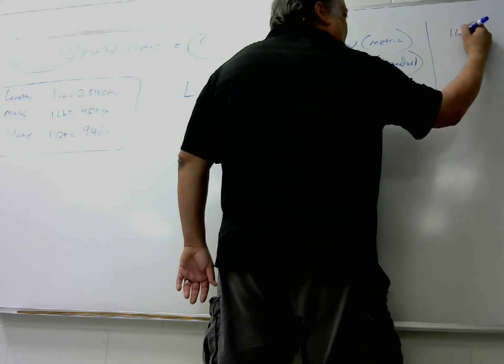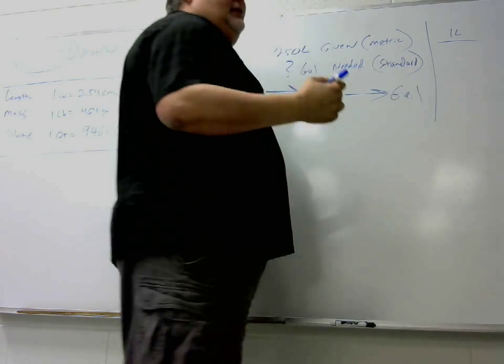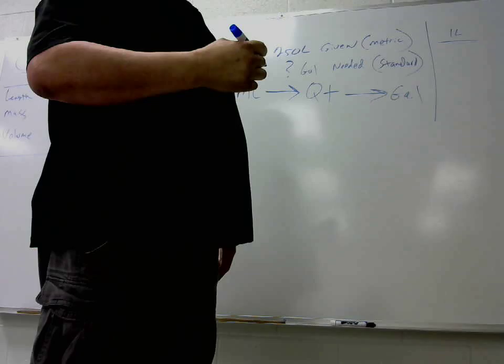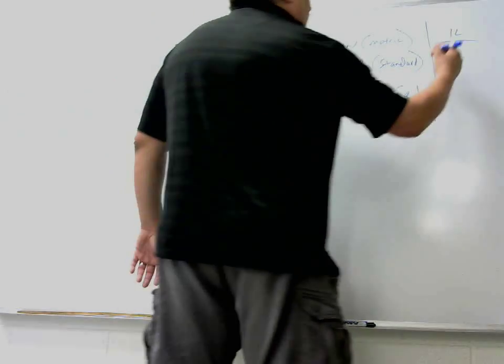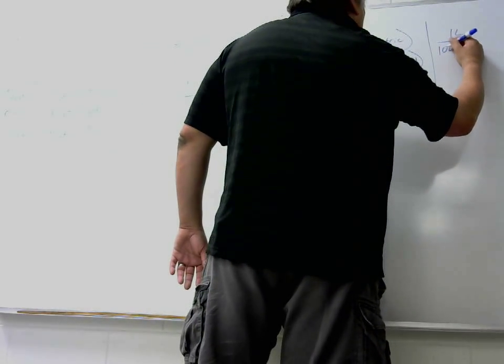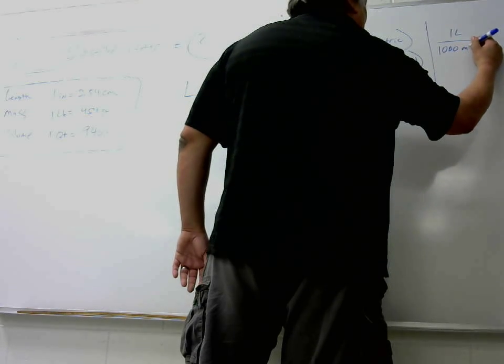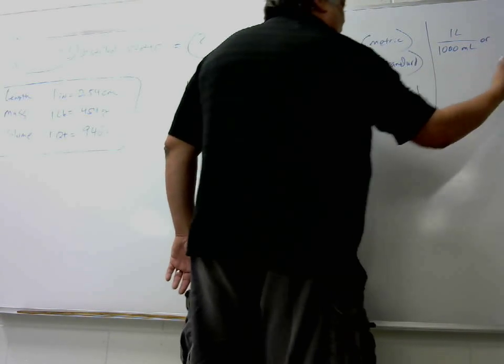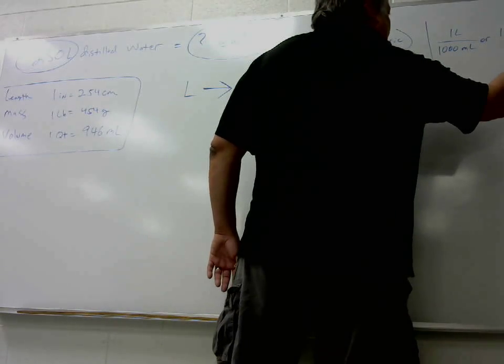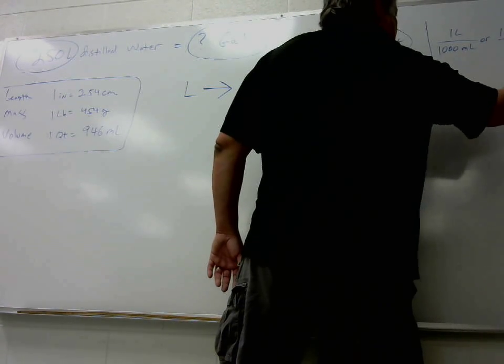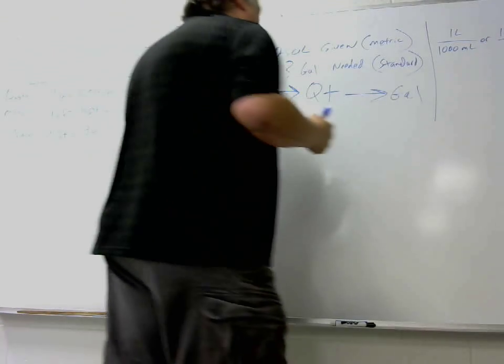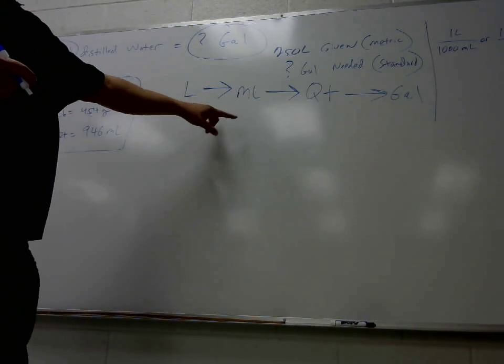So 1 liter is equal to how many milliliters? Isn't it like 100? I'm sorry? 100? 1,000. 1,000. Yeah. I knew it was one of those. Well, that'll get you on the test because you'll be off by a factor of 10. Or another way to write that is 1,000 milliliters is equal to 1 liter. Okay, so that's going to get us from there to there.